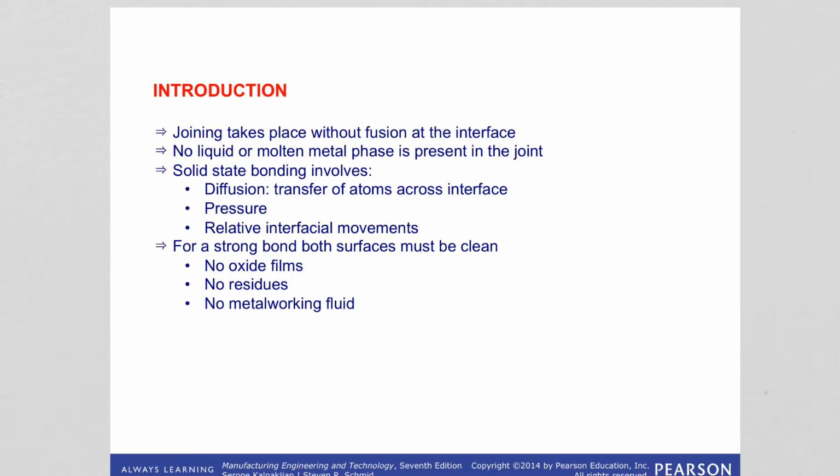We can explain the principle of solid state welding as if two clean metal surfaces are brought into close contact with each other under sufficient pressure, they form a bond and produce a joint. So if we want to form a strong bond, it is important to have these interfaces free of contaminants such as oxide films, residues, fluids, and adsorbed layers of gas, etc.